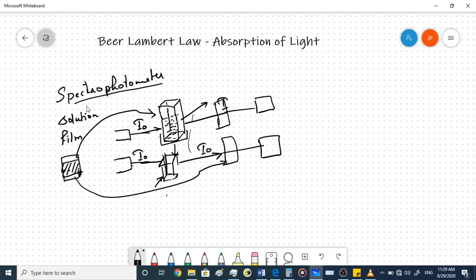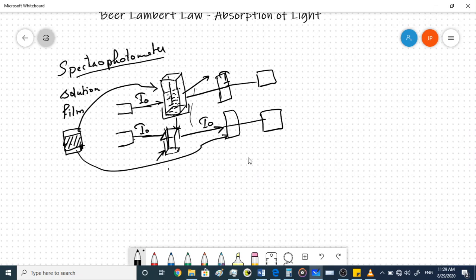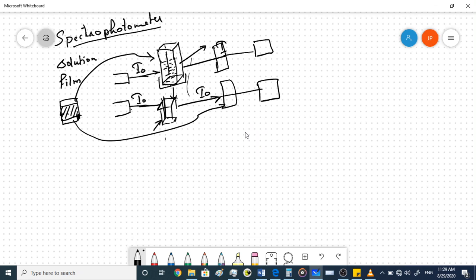Once you have these two quantities, you can write absorbance. Absorbance A is given by the formula log to the base 10 of 1 by transmittance. Now transmittance here is basically the amount of light that is getting transmitted, that is I, divided by the reference light. So the amount of light transmitted divided by the reference light, when you take the reciprocal of it, you get absorbance.